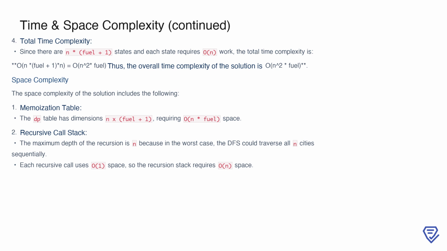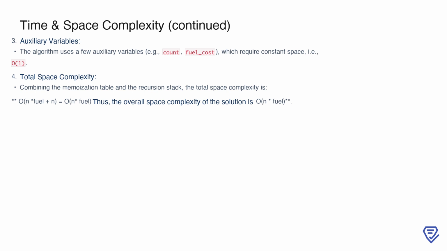Now, moving to space complexity, the solution requires space for the memoization table, which has dimensions n x (fuel + 1). This contributes O(n * fuel) space. Additionally, the recursive call stack can go as deep as n in the worst case, where the DFS might traverse all cities sequentially. Each recursive call uses constant space, leading to an O(n) space requirement for the call stack. On top of the memoization table and the recursion stack, the algorithm uses a few auxiliary variables, such as count and fuel_cost, which require a constant amount of space.